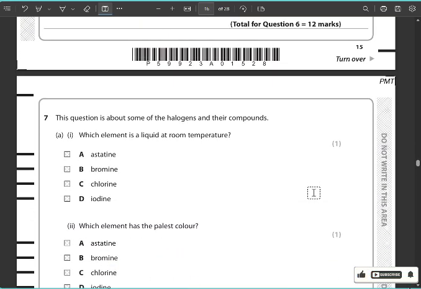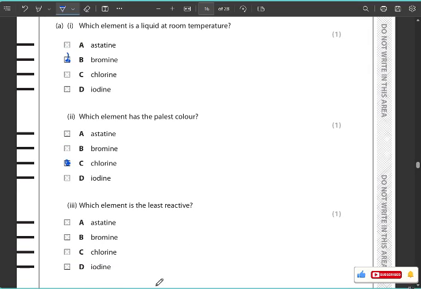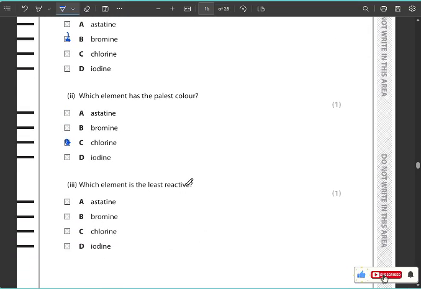Okay, this question is about some of the halogens and their compounds. Which element is a liquid at room temperature? Okay, we know that bromine is a liquid at room temperature. Which element has the palest color? Chlorine has the palest color, and the color of chlorine is pale green. The next one, which is the least reactive? Astatine, because it is located at the lowest part of group 7.